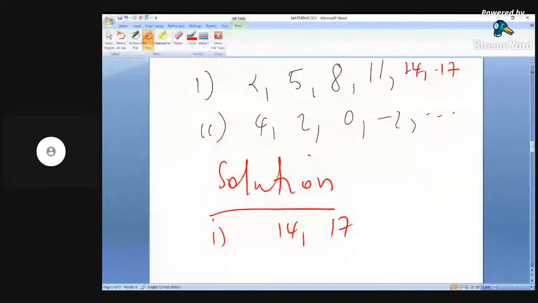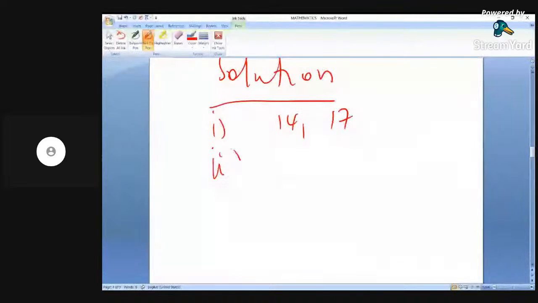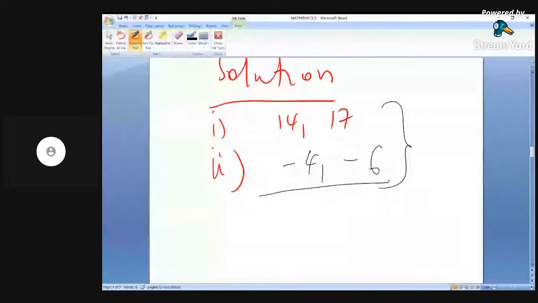Good. For the second, we can see we are subtracting 2. So the difference between these two numbers is negative 2. So you continue, you add negative 2 always. So the next numbers here will be negative 4, negative 6. So the solution for part 2 is negative 4, then negative 6. These are the next 2 terms of our sequence.